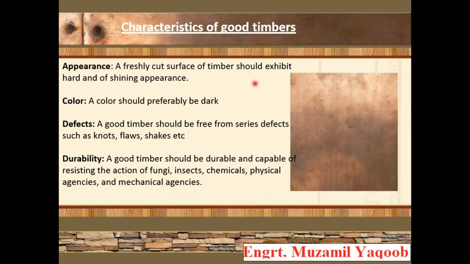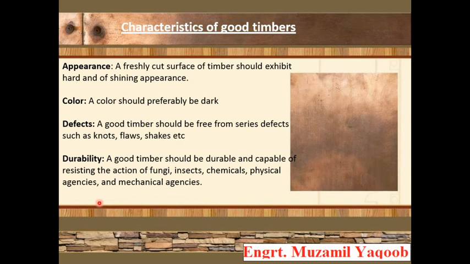Now let's discuss some characteristics of a good timber. Normally the first category is appearance. A fresh cut surface of a timber should exhibit a hard and shining appearance. If we talk about color, a good wood should preferably have a dark color. Then defects: a good timber should be free from serious defects such as knots, flaws, or shakes. Then comes durability. A good timber should be durable and capable of resisting the action of fungi, insects, chemicals, physical agents, and mechanical agencies.